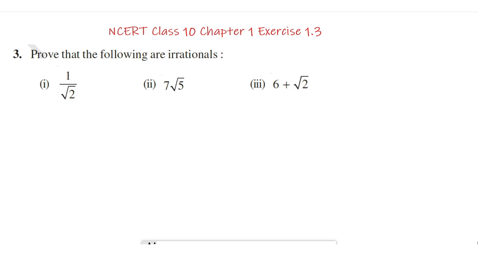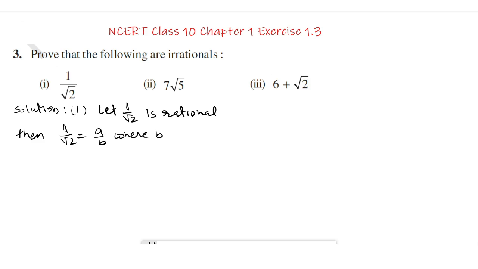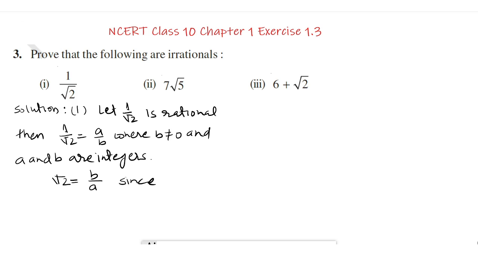So we solve part 1. We are going to prove this by method of contradiction. Let 1 upon root 2 be rational. Then 1 upon root 2 can be written as a upon b, where b is not equal to 0 and a and b are integers. So on taking reciprocal on both sides, we can write that root 2 equal to b upon a. Since both a and b are integers, therefore b upon a is rational.